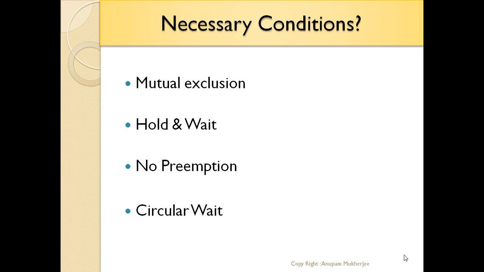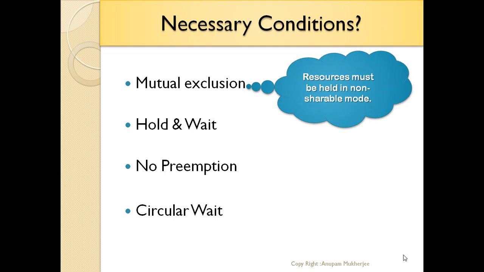Mutual exclusion. Mutual exclusion means the access should be in a mutually exclusive manner. Means one at a time, no concurrent access will be allowed, and resources must be held in non-shareable mode. In case of deadlock, resources must be held in non-shareable mode.